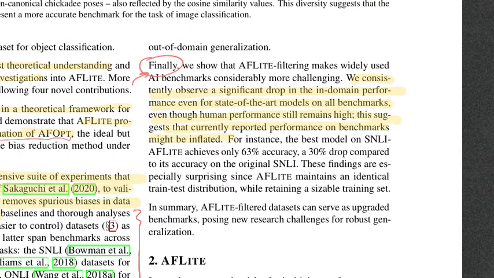Lastly, they show that when it comes to AI benchmarks, using AF-Light filtering actually leads to decreases in the performance on the in-domain tasks, which could be an indicator that the performance on these benchmarks might be inflated by such biases. Therefore, they propose that AF-Light filtered datasets can serve as upgraded benchmarks.